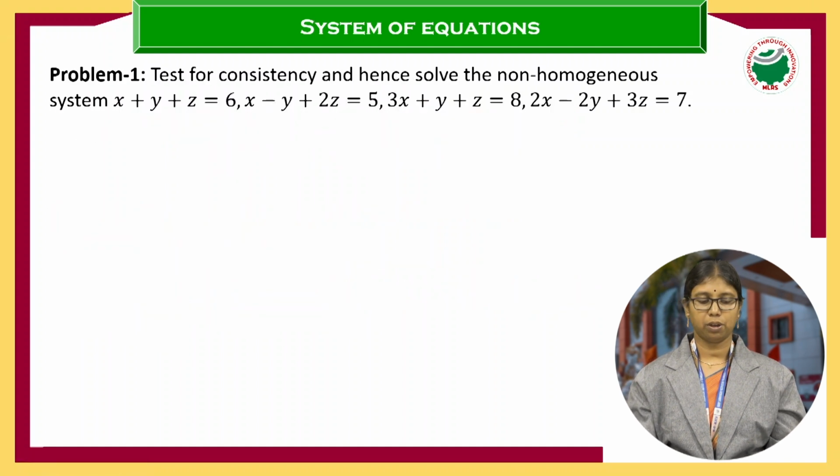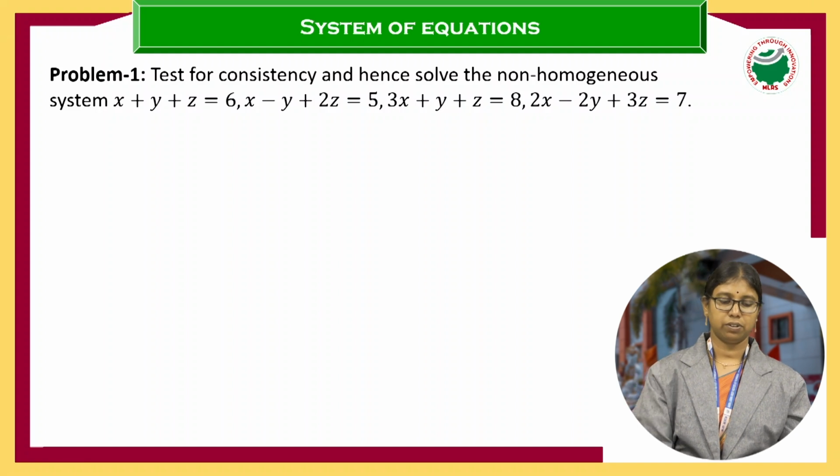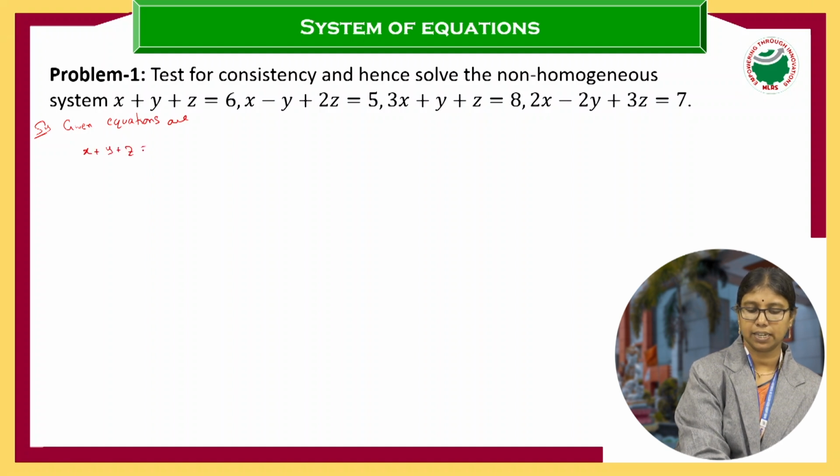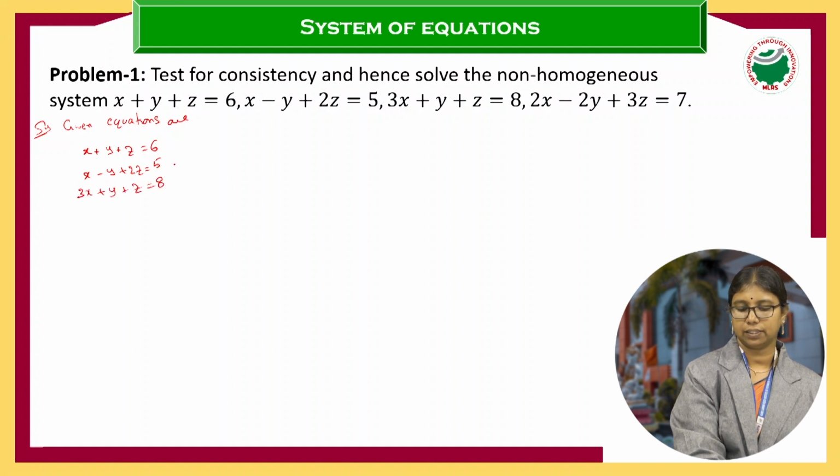Now let us see one problem. Here I have taken a non-homogeneous system. So first write down the given equations. The given equations are: the first equation is x plus y plus z equal to 6, x minus y plus 2z equal to 5, 3x plus y plus z equal to 8.